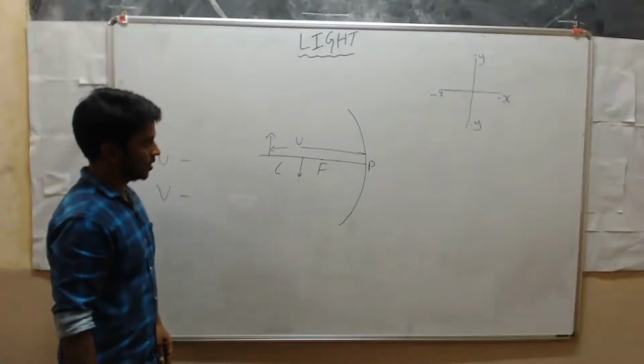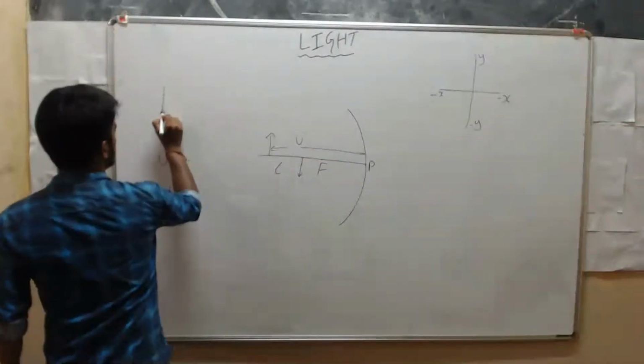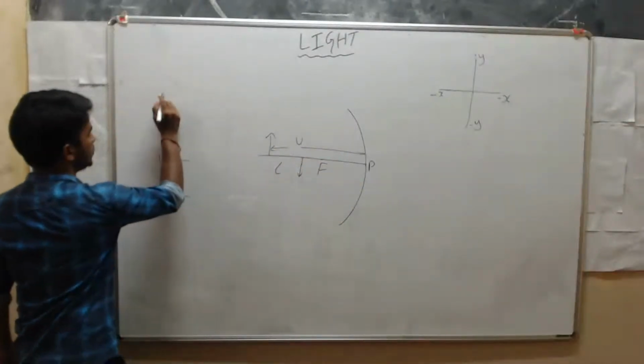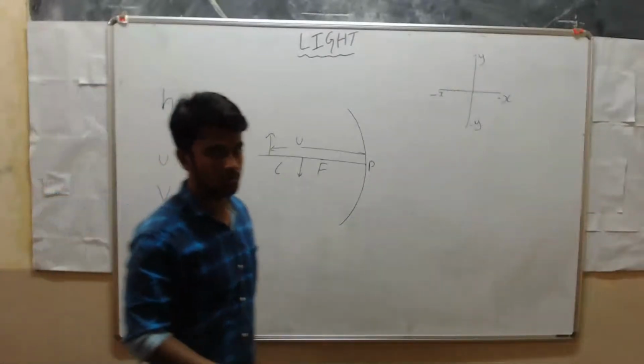Next one, what about the height of the image? See here, we use small h to represent the height of the object.